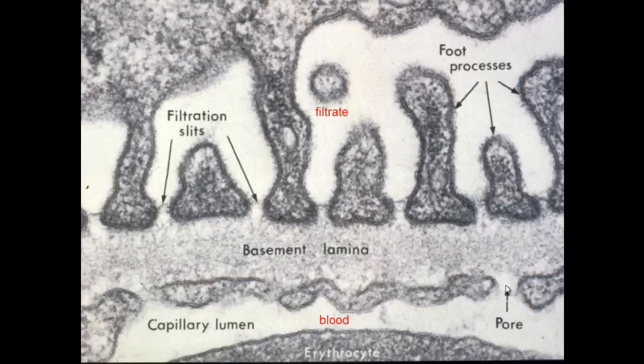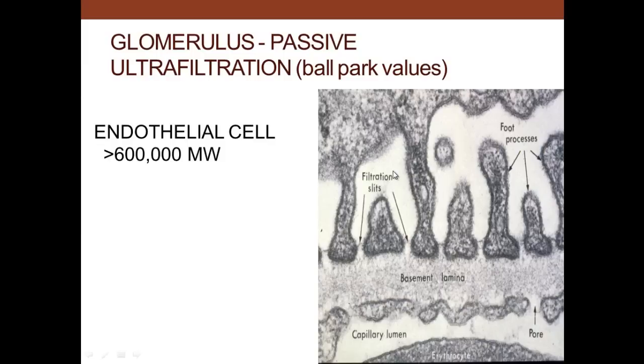One is the pores of the fenestrated capillaries. It's the basement membrane, which is shared by the endothelial cells and the podocytes. And then finally is the filtration slits. You see the little slits here. So this is blood, and this is filtrate in through there.